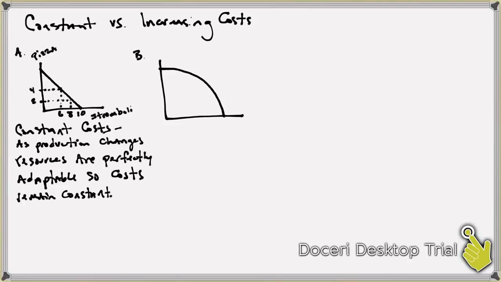Now let's go to our second graph here. The second graph illustrates what we call increasing costs. We'll jot that down underneath. Put increasing costs. And now the resources are not going to be perfectly adaptable. So we can't use pizza and strombolis for an example. We'll use, let's say, pizza and computers.